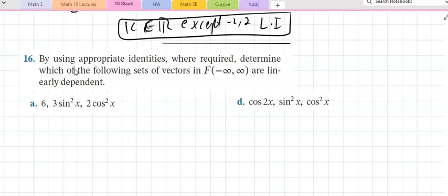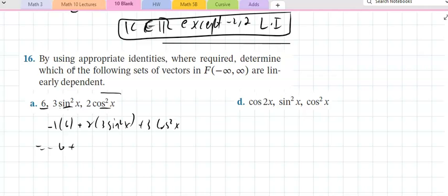And here it says, by using appropriate identity where required, determine which of the following are linearly dependent. Well, we know sine squared plus cosine squared equals 1, so we know if you multiply -1 times 6 plus 2 times this plus 3 times that, that is -6 plus 3 times this.